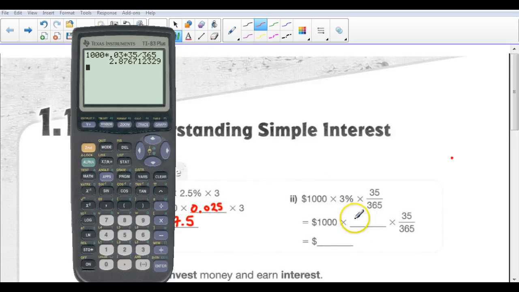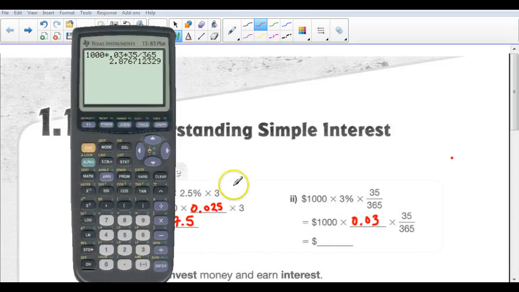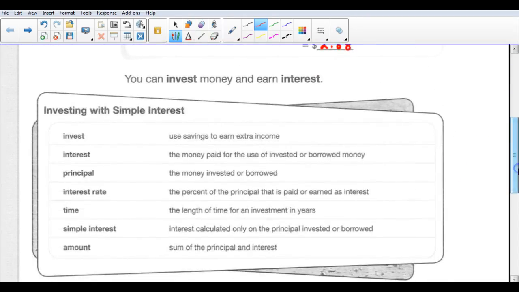Okay, so this is 1,000 times 0.03, and then our answer was, go back to our calculator, 2.87. We round it to 2.88. Okay. All right, so we're talking about interest.